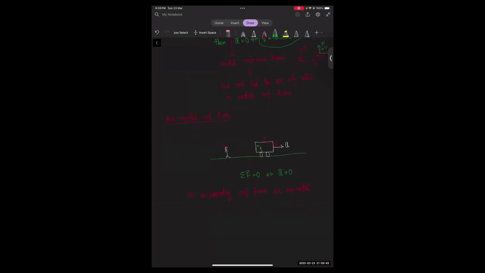When it's moving in a circular path, whether its speed changes or not, its velocity is changing because it has to change directions. So the Earth itself is accelerating. So the Earth is not an inertial reference frame.